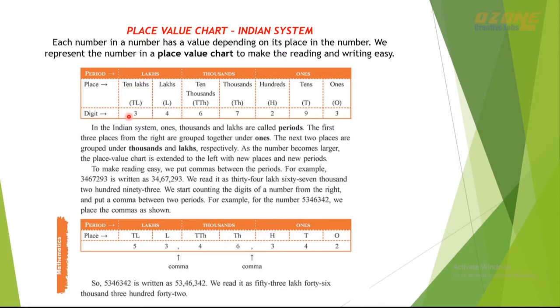Here one number is given, 34,67,293. So while putting commas, we will put a comma before 293, before that 1 comma after 67, before that 1 comma after 34. So the number will be read like this: 34 lakhs 67,293. Same way in the next one also. 53 lakhs, that is under 1 comma, so after one group we will put 1 comma. 46,000, 1 comma, 342.